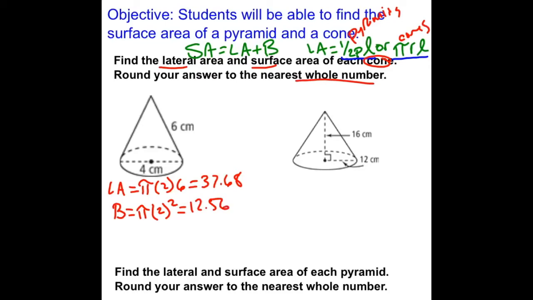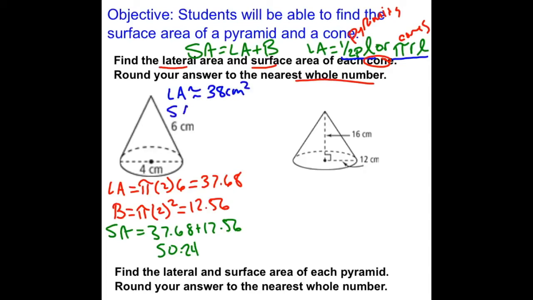Now, surface area, we just add those two numbers together. We take 37.68 plus 12.56. If we're using 3.14 for our pi's, we get about 50.24. They do want your answer rounded to the nearest whole number, and they want the lateral and surface area. So lateral area is about 38 centimeters squared. I'm rounding that one. And surface area is about 50 centimeters squared. I rounded that one as well.